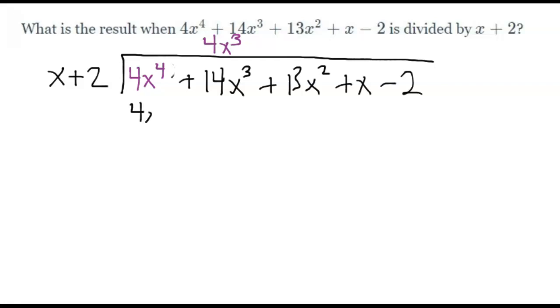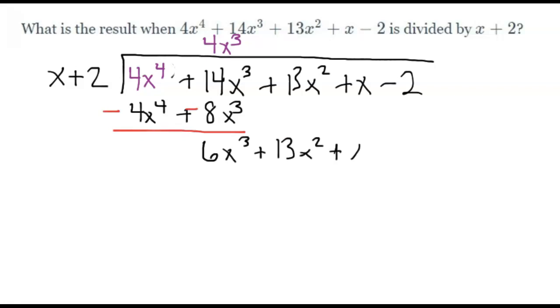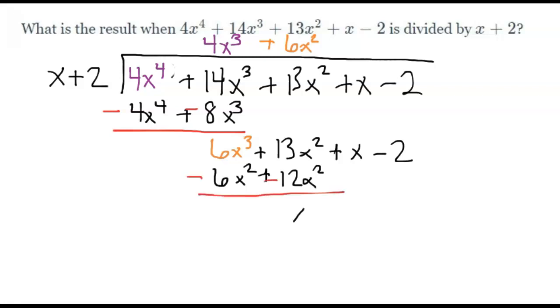So go ahead and multiply that out then with the x plus 2, and notice we'll get 4x to the fourth plus 8x to the third. Then we subtract those two terms, and we end up with 6x to the third. Bring the rest of it down, and now we'll just focus on the first term of this polynomial that's left, and again divided by x plus 2, so really just the x's. And if we divide 6x to the third by x, we get 6x squared. Again, we multiply out and then subtract.